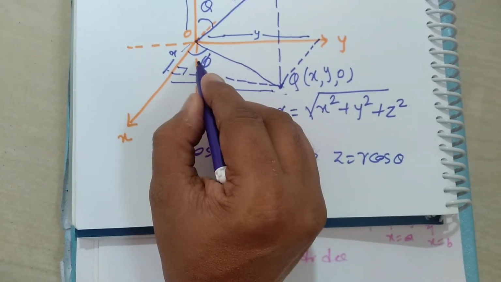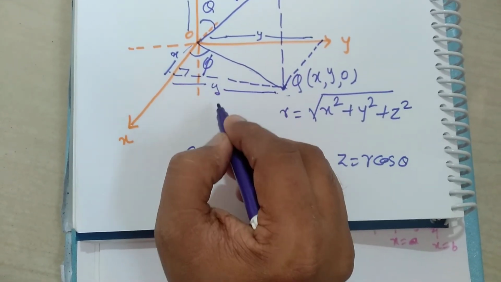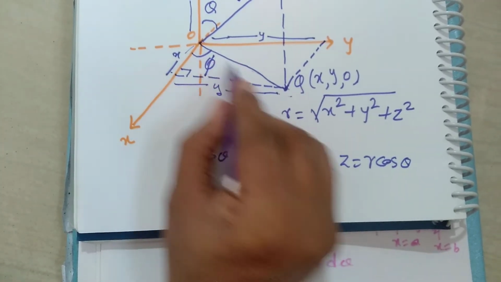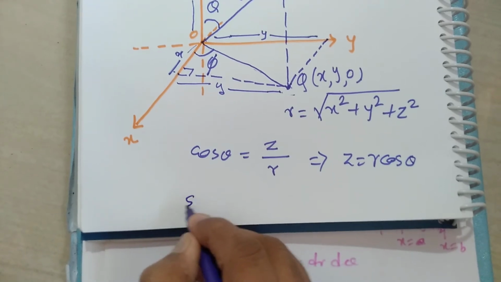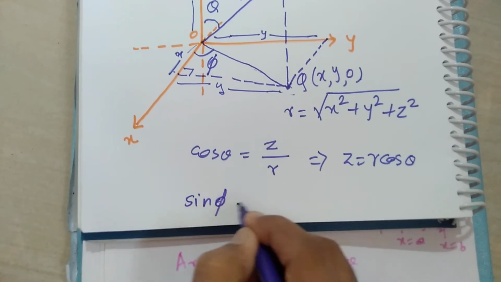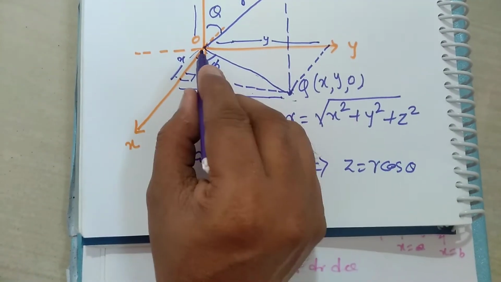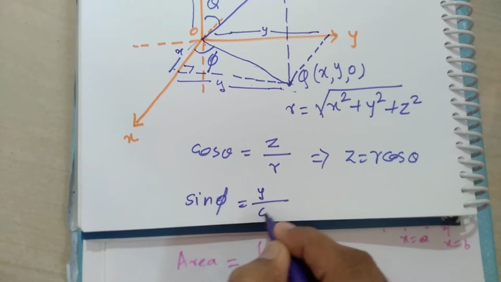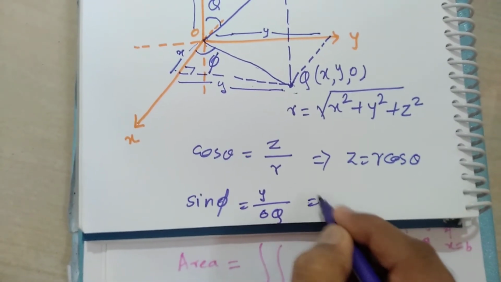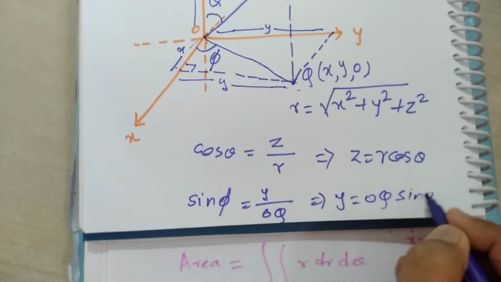This x is what? If you find out the sine of phi, sine of phi is equal to y upon this OQ. So we'll write down that. What is sine phi? For this triangle, it is the front side upon hypotenuse. So it is y upon hypotenuse, which is OQ. Implies that y is equal to OQ sine phi.